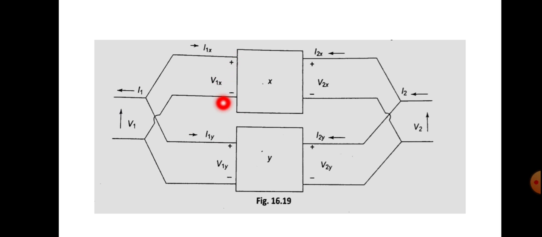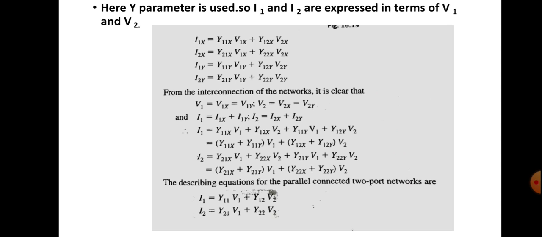That means V1x will be the same as V1 and V1y will be the same as V1. Similarly, V2x will be the same as V2, and V2y will be the same as V2, because V2y is the voltage between this terminal and this terminal. You can see here, this is the same terminal. So V2 is the voltage V2y, and similarly V2 is the voltage V2x. So when you are going for this I1x equation, you can see a term V1x and V2x. But in the parallel connection, this V1x and V2x are the same, that is V1 and V2.